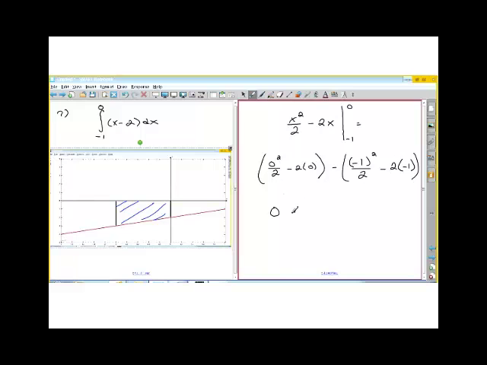So we're going to have 0 minus, what do we have? You have -1 squared, which is +1, so we'll get +1/2. And then negative times a negative is a positive, so that's 2. And so 2 plus 1/2 is 5/2, and so the answer is -5/2. So that is the area. It's negative because it's below the x-axis. If it was above it, then it would be +5/2.